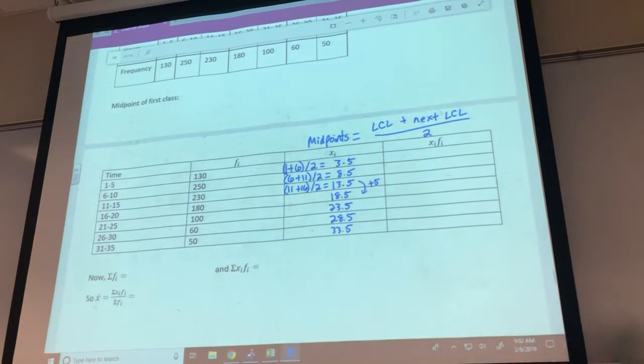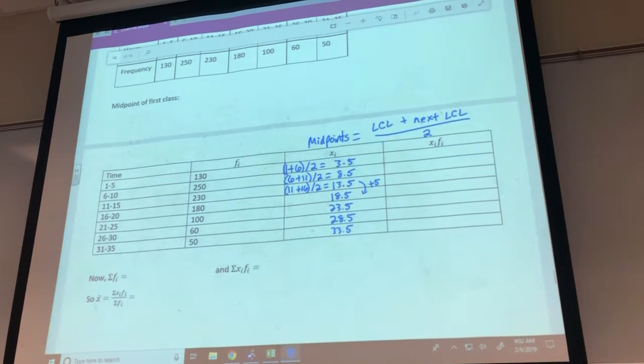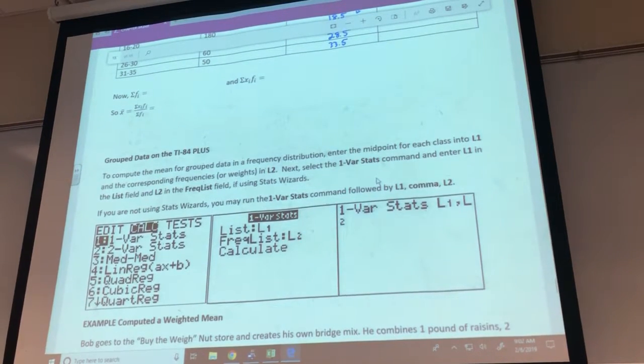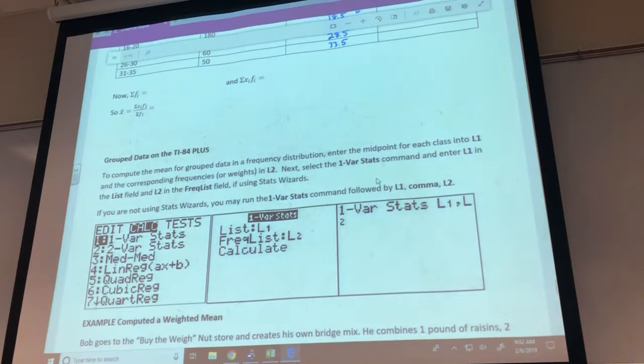But doing this chart, writing out everything, it takes a long time. It's much easier just to do it in your calculator. So that's what we're going to do right here. It's going to be very similar. We're still going to use one-bar stats, but the problem is we don't just have our data values anymore. Now we have our frequency list.